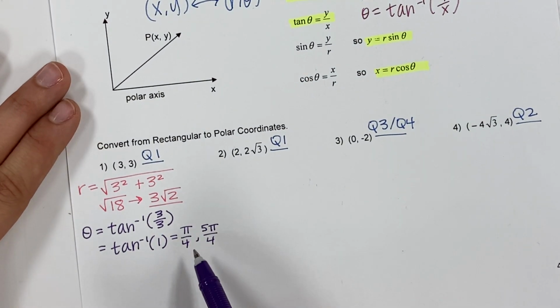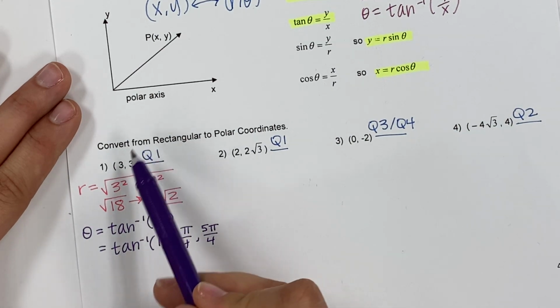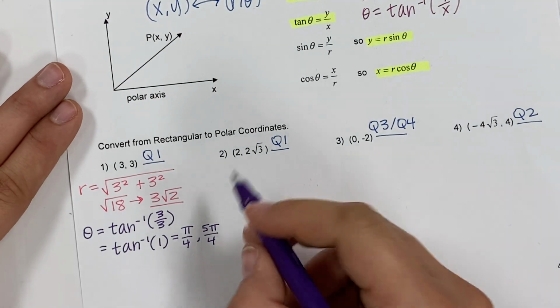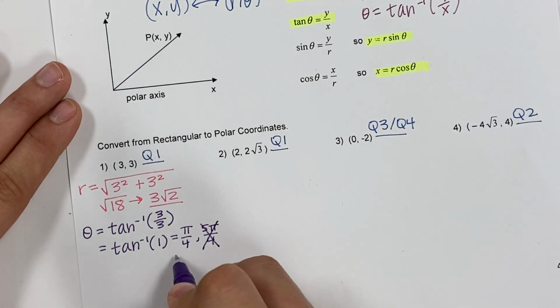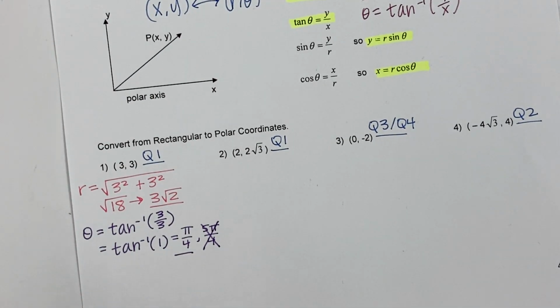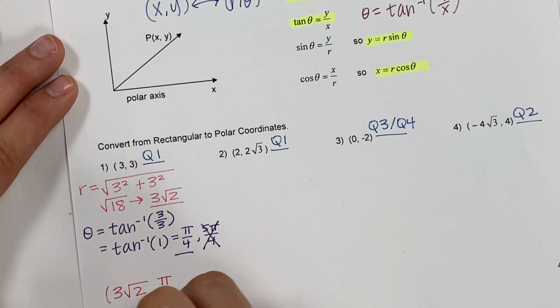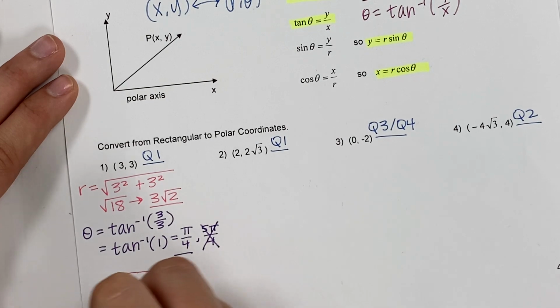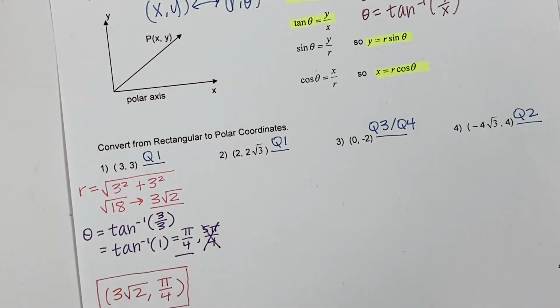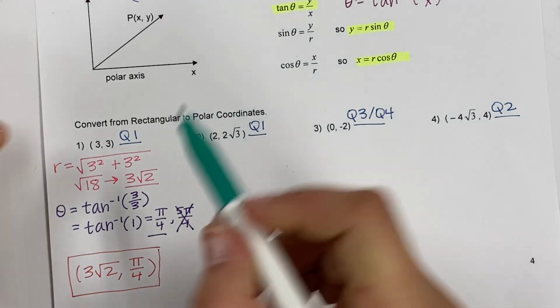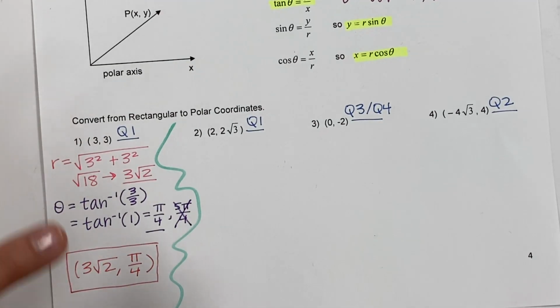Okay, but I can't have two answers. This is where the quadrant is important. Which one of these is in quadrant 1? Pi over 4. So we're not going to use this one. So my answer is 3 root 2, pi over 4. Any questions? Wow, good. So fun. Let me do a little squiggle squaggle.